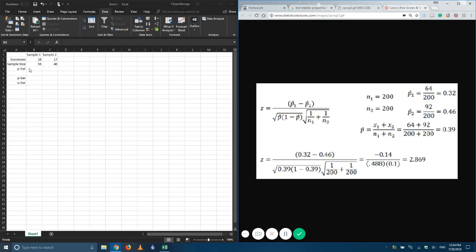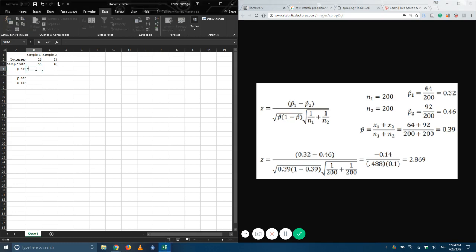So the first thing we're going to have to find is the p-hat for each of these, which is what the top part of this formula is going to be using. So I'll go ahead and do that. To do that, we'll just take the successes divided by the sample size for each of these.